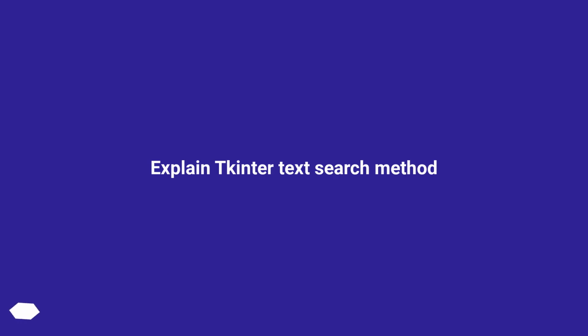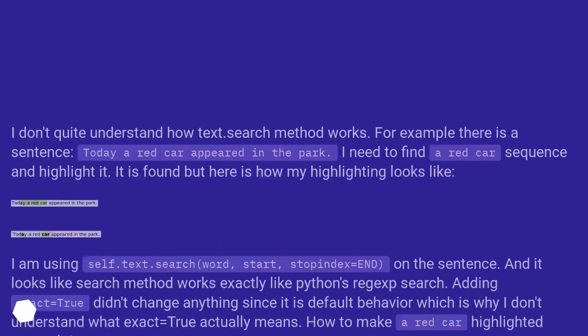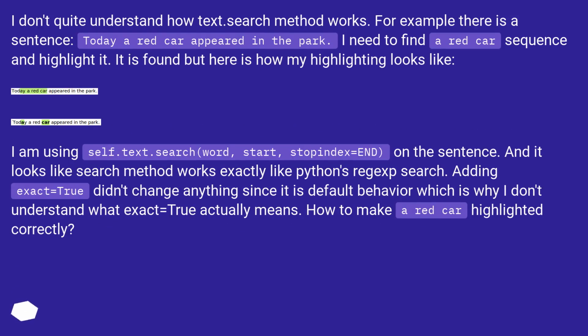Explain Tkinter text search method. I don't quite understand how the text.search method works. For example, there is a sentence, "Today a red car appeared in the park." I need to find the "red car" sequence and highlight it.